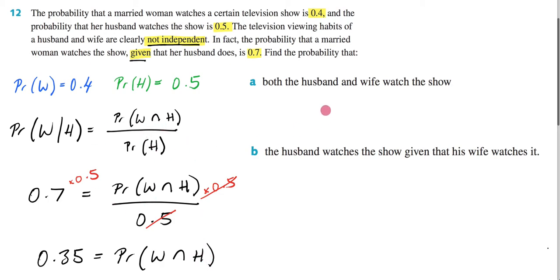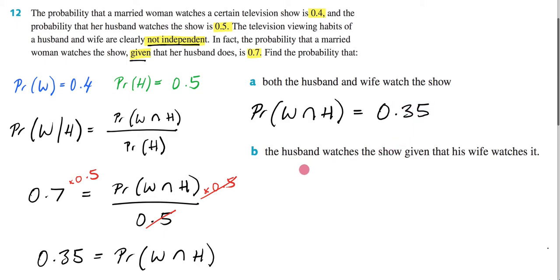So notice that I haven't even begun to answer the question. I just knew in my heart of hearts that I could do this. And it just so happens that the very first question is, what's the probability that both the husband and the wife watch the show? Which is the same thing as saying, what's the probability of the wife intersection the husband? That's the same thing as that. So my answer is going to be 0.35.